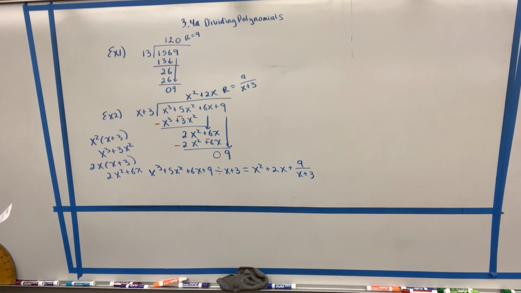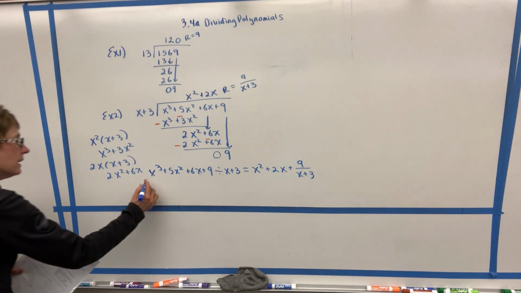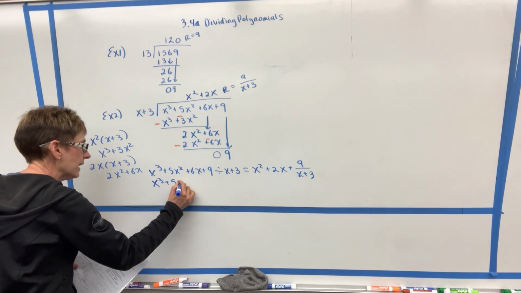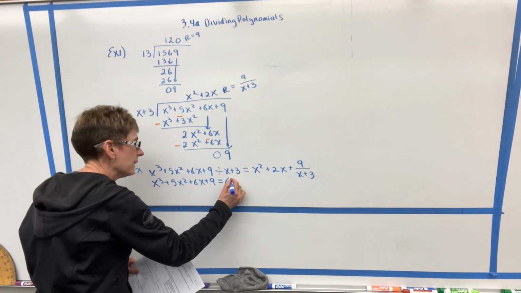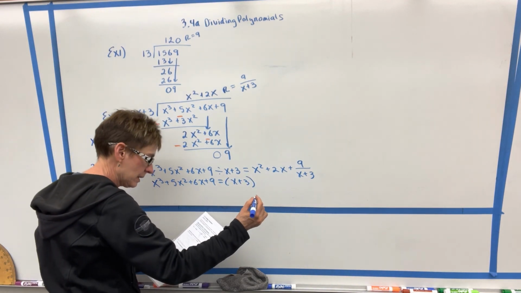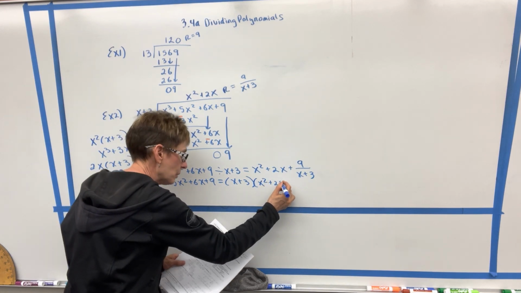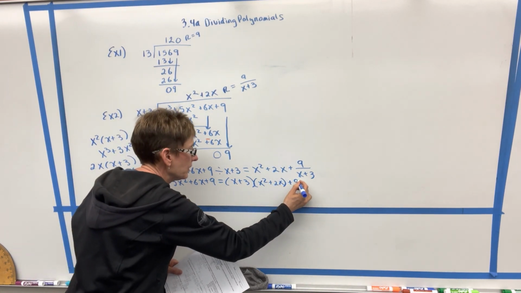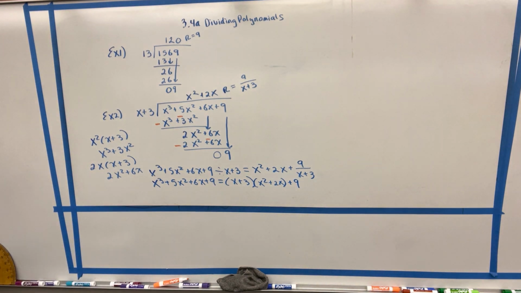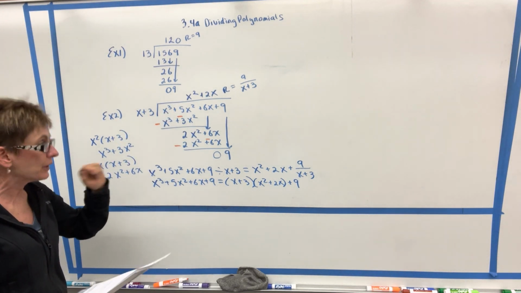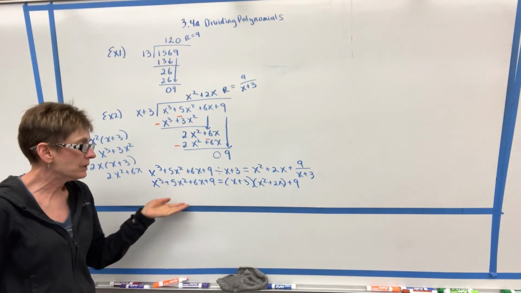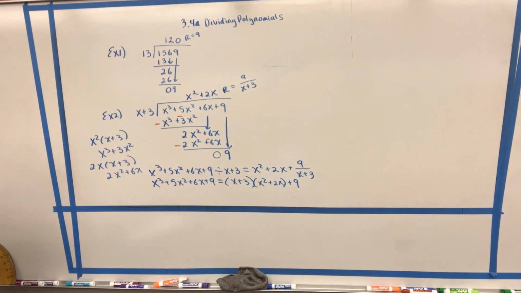Another way of looking at this is saying that x cubed plus 5x squared plus 6x plus 9 is equal to x plus 3 times x squared plus 2x, with 9 left over. So we kind of get two pieces of information from doing this. We are dividing these two polynomials and figuring out what our quotient is, but we're also kind of doing the beginning stages of what might be considered factoring. Okay, let's go ahead and do another example.